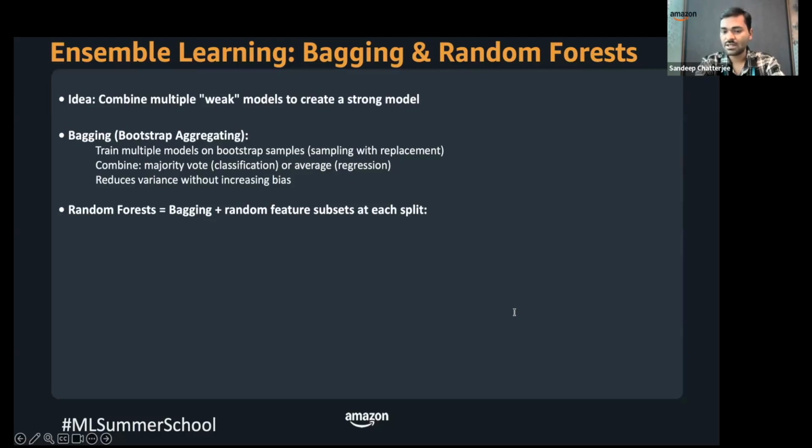at every single split. So for classification tasks, a standard rule of thumb is to give each split access to the square root of the total features. For regression, it's about a third. So by restricting the features, we decorrelate the trees.